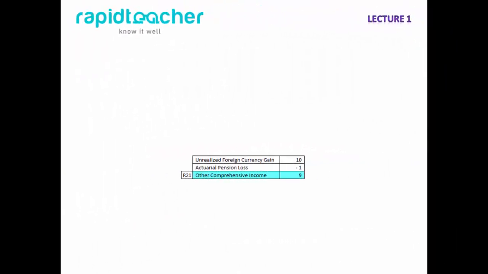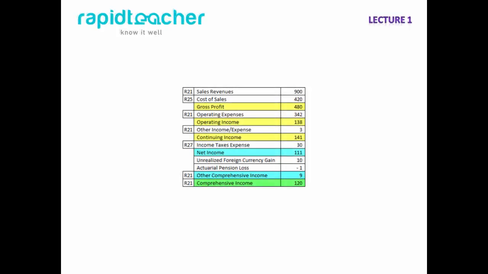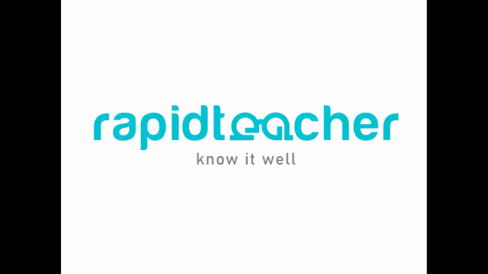There are other items of income that are not presented on the income statement. For example, foreign exchange gains or actuarial pension losses are reported as other comprehensive income, which is accumulated outside of retained earnings. The statement of other comprehensive income is a separate statement, but when presented continuously with the income statement, such single statement is called the statement of comprehensive income.